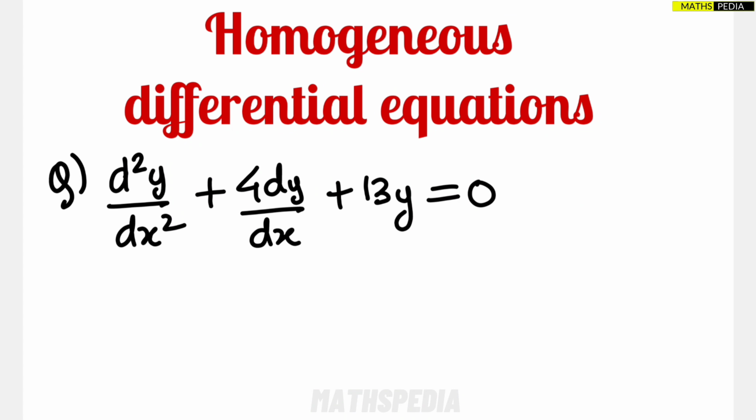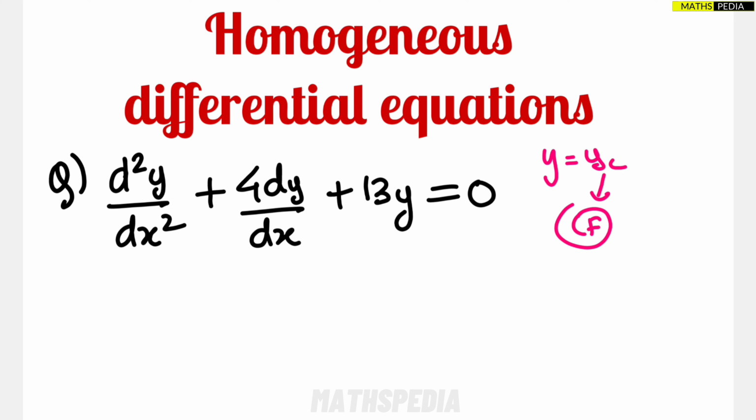So in this particular question, it is a homogeneous differential equation, the RHS part is 0. As we know, the solution is given as y is equal to yc, where yc is called the complementary function. In order to find the complementary function, first we have to solve and get the roots of the auxiliary equation. Now how to form the auxiliary equation?